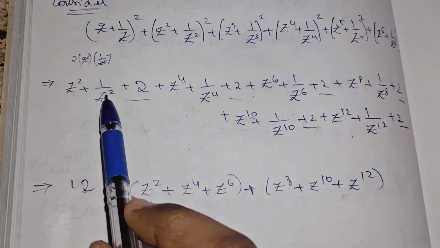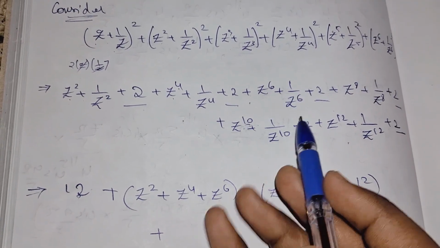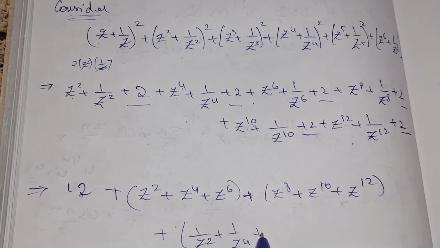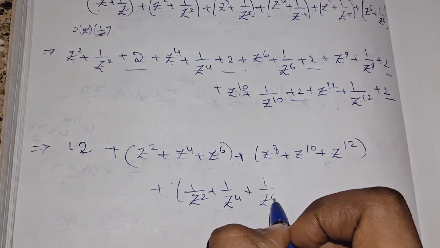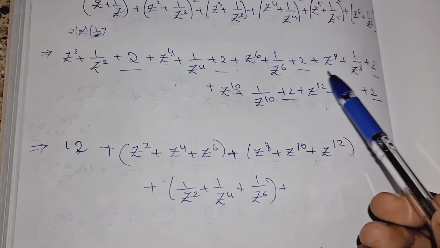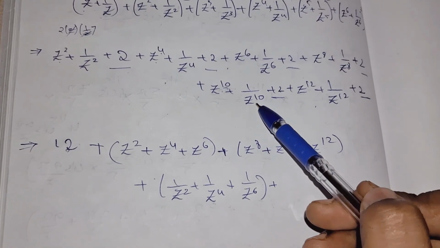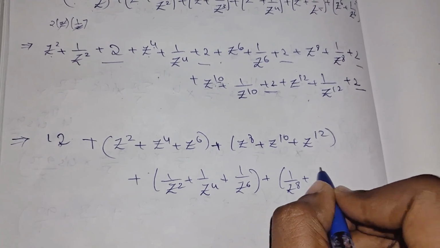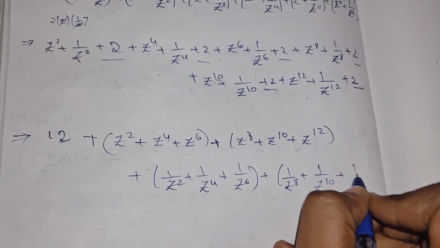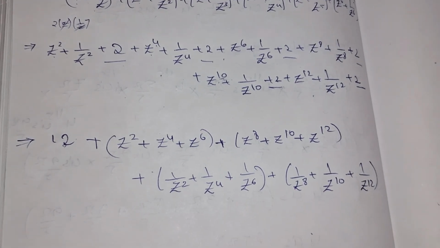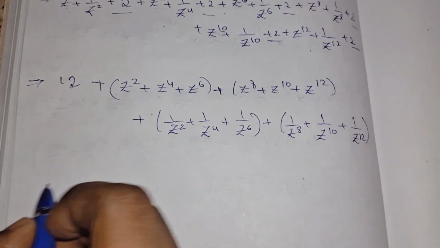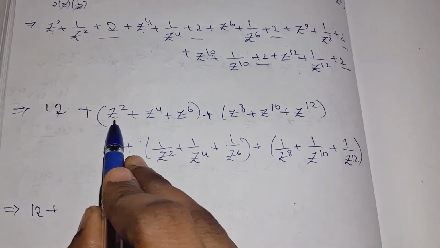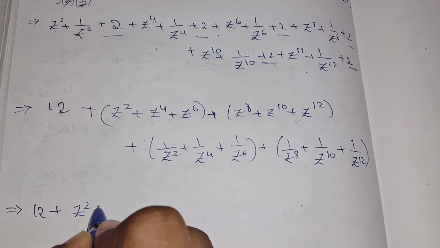Plus now this 1 by z square, 1 by z to the power 4, 1 by z to the power 6. And then 1 by z to the power 8, 1 by z to the power 10, 1 by z to the power 12. Now 12 as it is you write. Then from this I am taking z square outside, that is common.